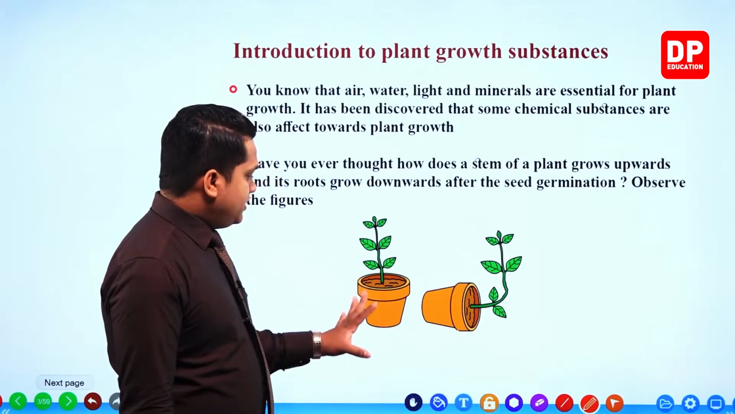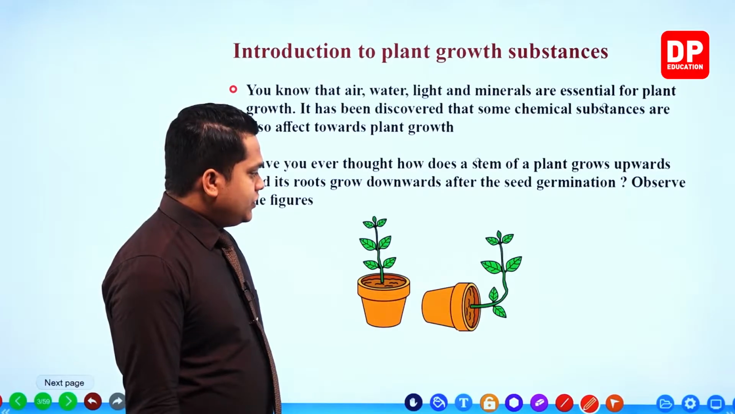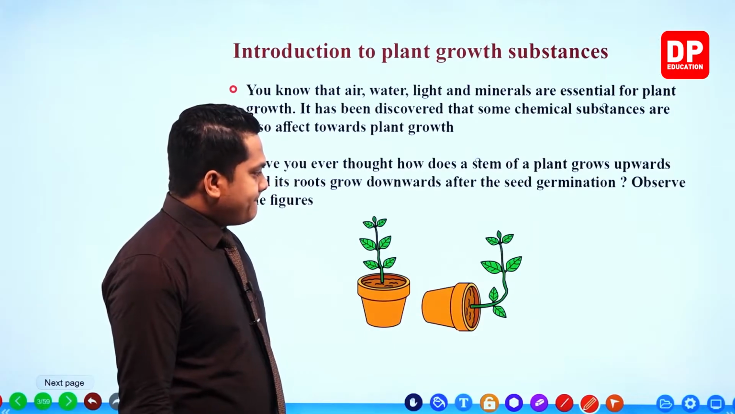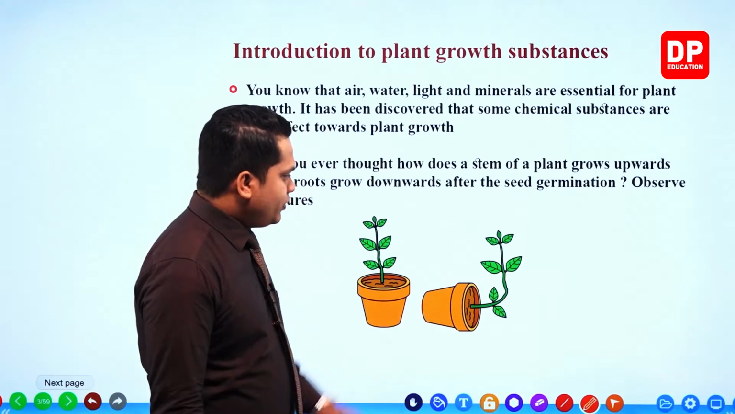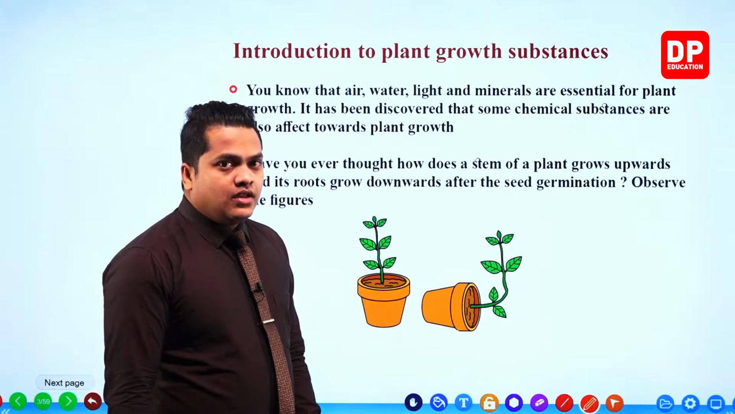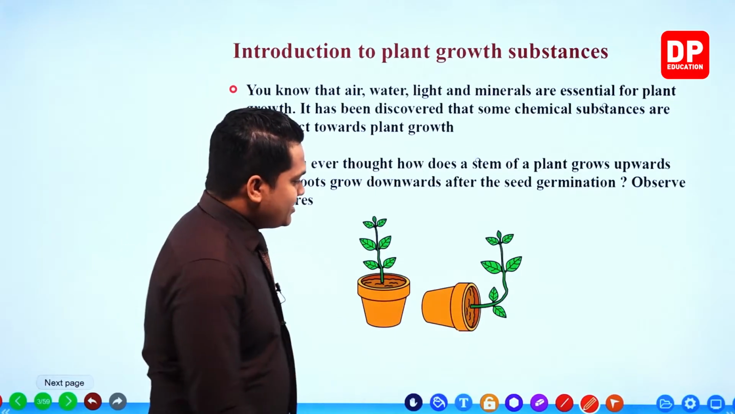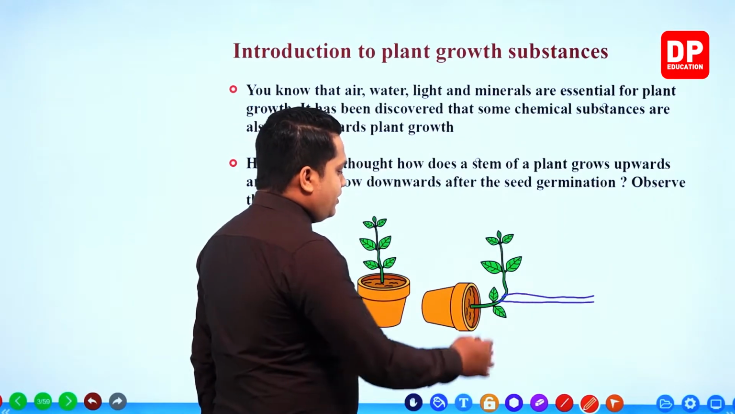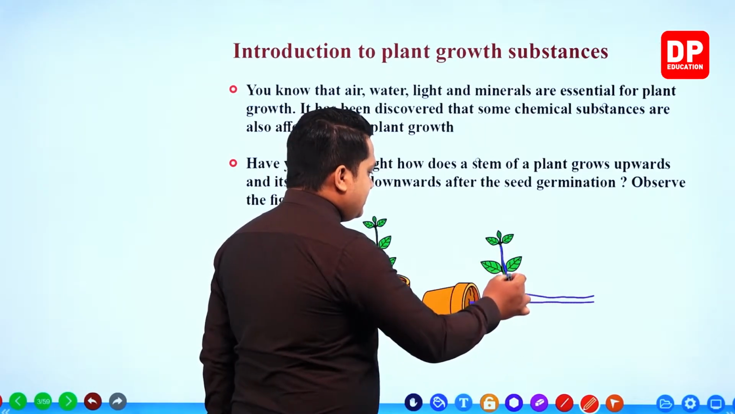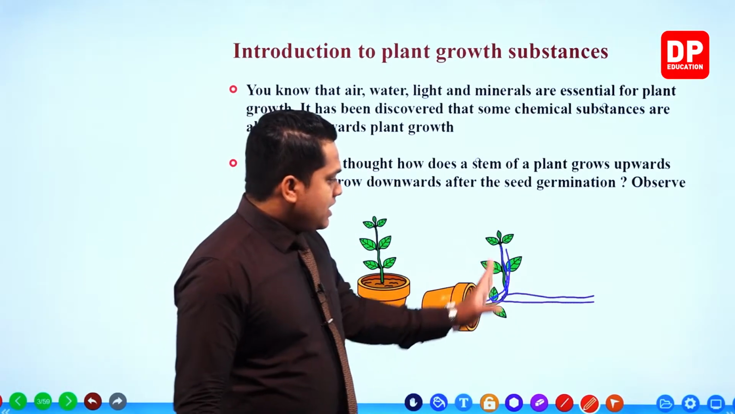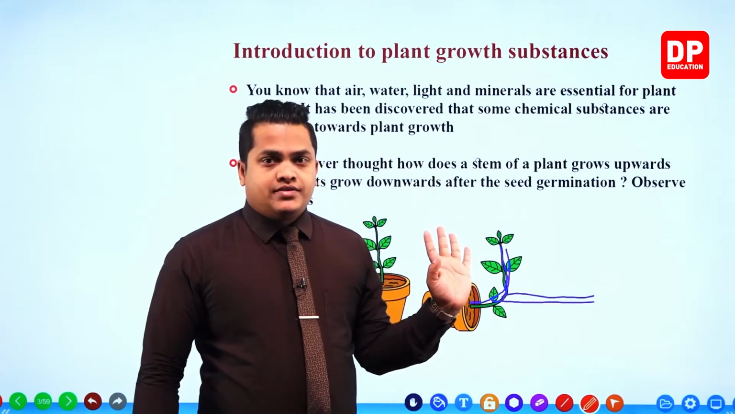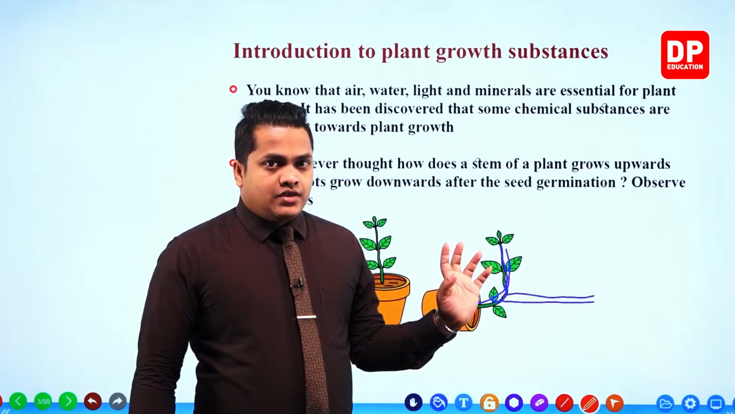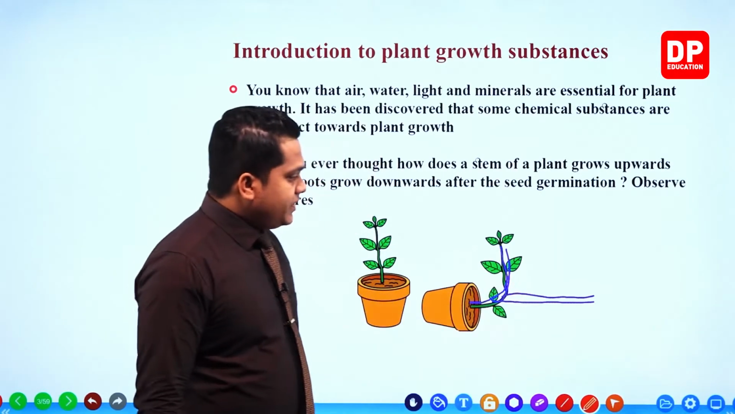As you can see here, there is a potted plant. This potted plant has been leaned down, right? It has been leaned down to the ground. However, even though it is being leaned down, it's not growing in that direction. It's always growing upwards, like this. Not in the direction which is being leaned, right?